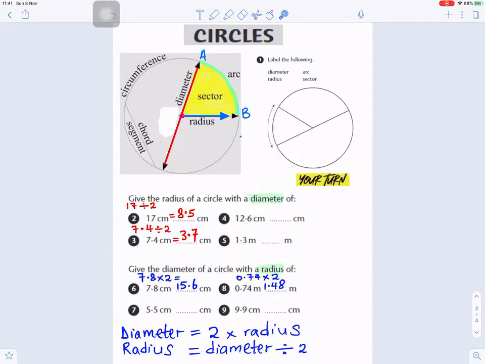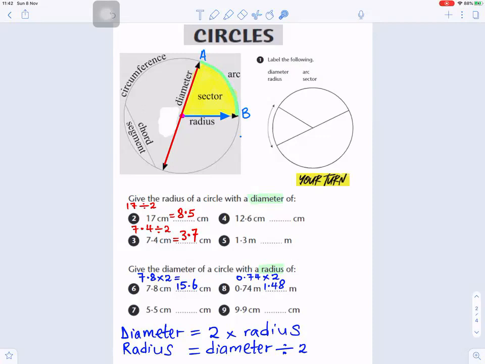The next part, give the diameter of a circle with a radius of 7.8. If the radius is 7.8, you look at the bottom, knowing the radius, you times it by 2 to get the diameter. So 7.8 times 2 is 15.6, and that gives you the diameter. 7.74, you times it by 2, it gives you 1.48 meters, and that's the diameter.